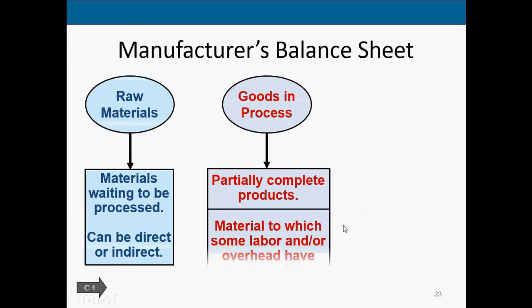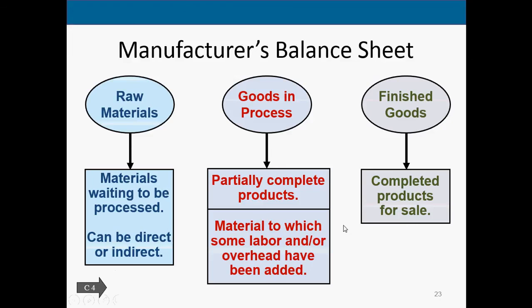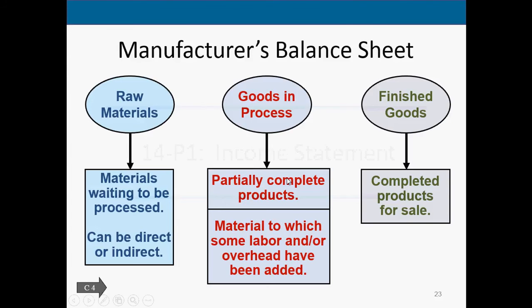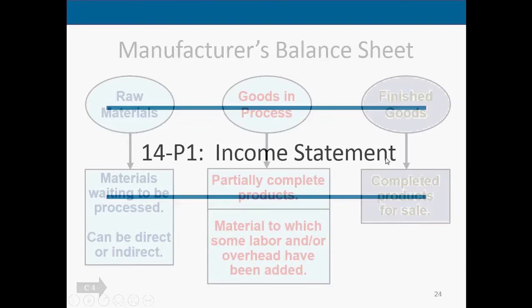We just explained this again: raw material, goods in process, and finished goods. Just to explain a little bit more about where John is, remember John is sitting on the factory floor, and that's what this goods in process is. It's basically all of the partially complete products to where we have put in material and some labor and some overhead. And when this is complete, it becomes the finished goods, which are completed products for sale.